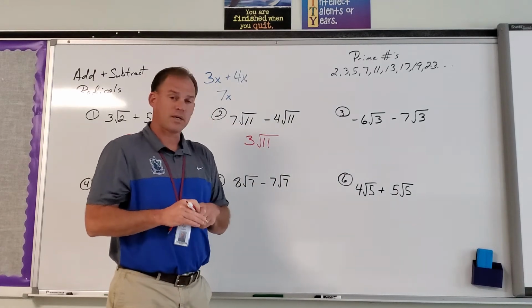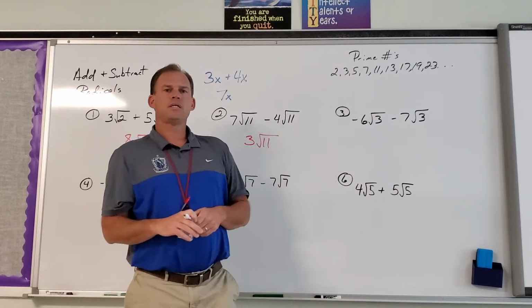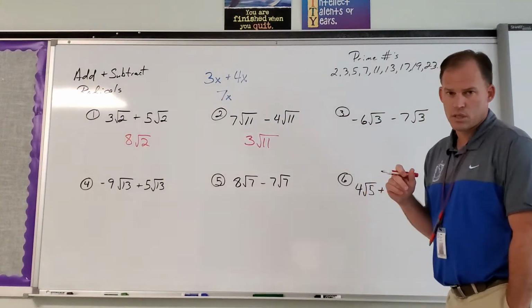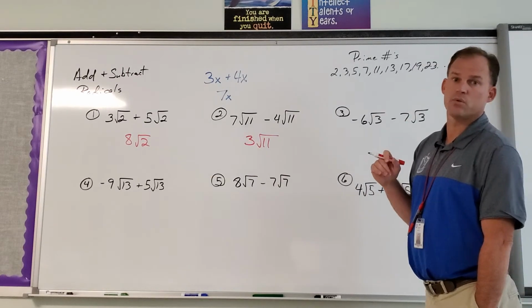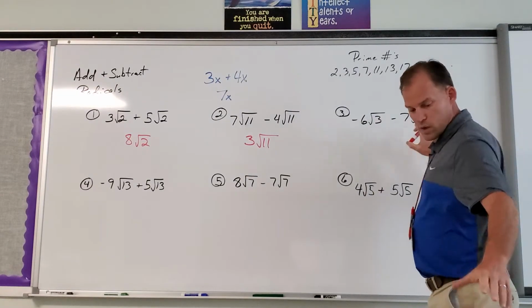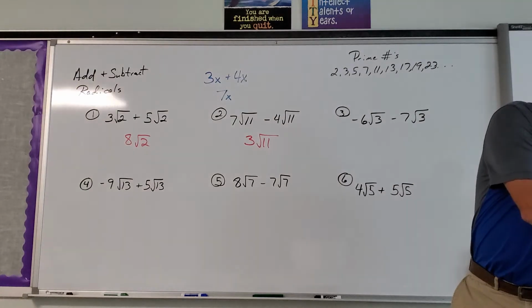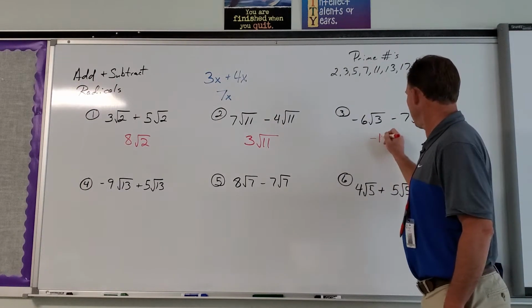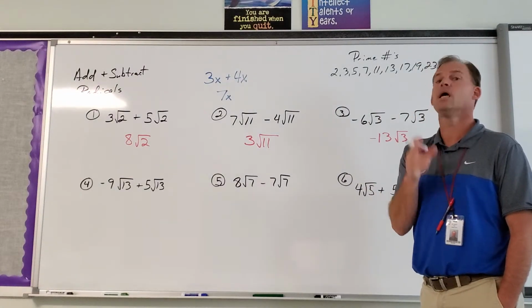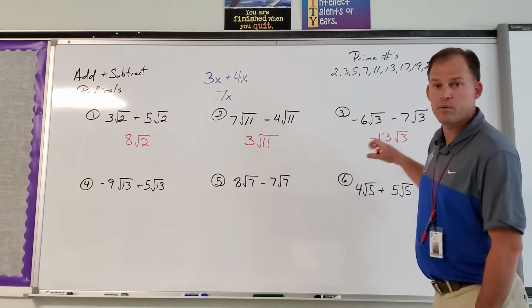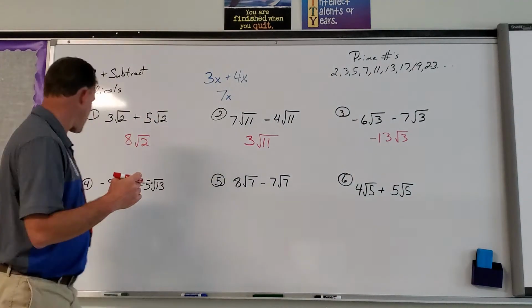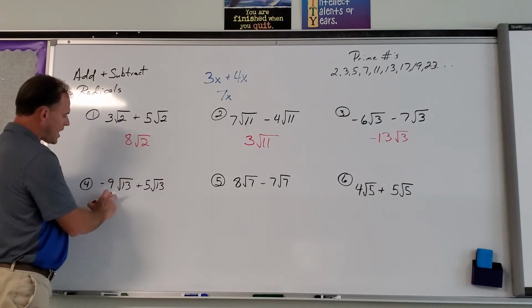Number 3, now we're going to get a little tricky. You may want a calculator for some of these, especially if you know you're not good with negative numbers and negative signs. Get the calculator out and make sure you're doing these correctly. Negative 6 root 3 minus 7 root 3. So grab a calculator. Negative 6 minus 7 equals negative 13 root 3. If negatives are tricky, use a calculator. And you should be writing this down in your notes so you have these examples for you when you need them.